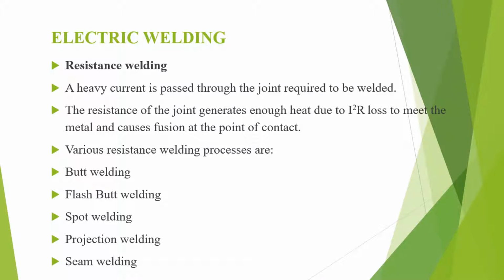Electric welding can be broadly classified into two types, resistance welding and arc welding, based on the application of pressure. Resistance welding: in resistance welding, a heavy current is passed through the joint which is to be welded. The resistance of the joint generates enough heat due to the I square R law to melt the metal, and it causes fusion at the point of contact. The various resistance welding processes are butt welding, flash butt welding, spot welding, projection welding, and seam welding.